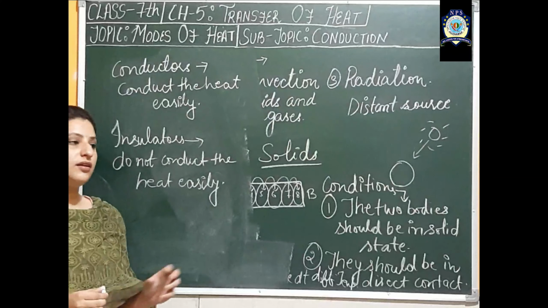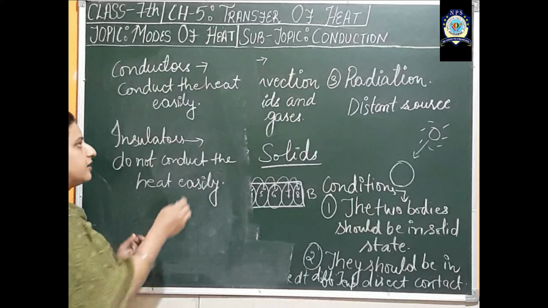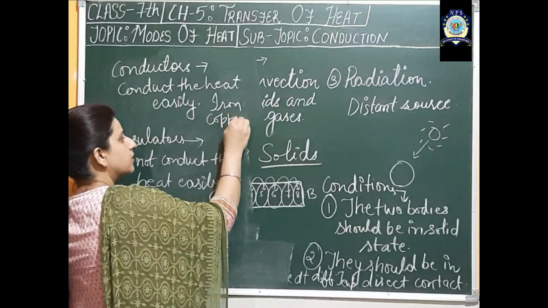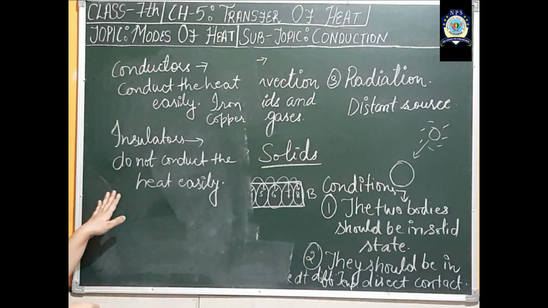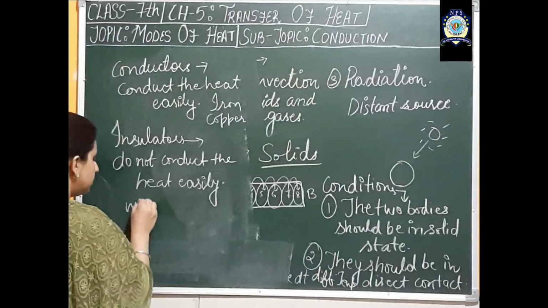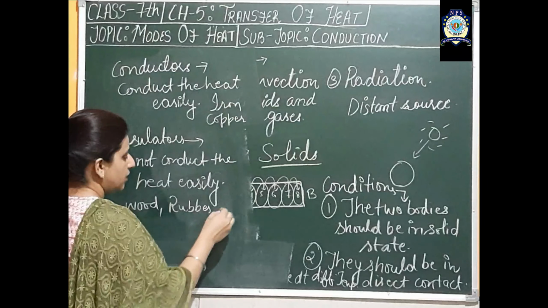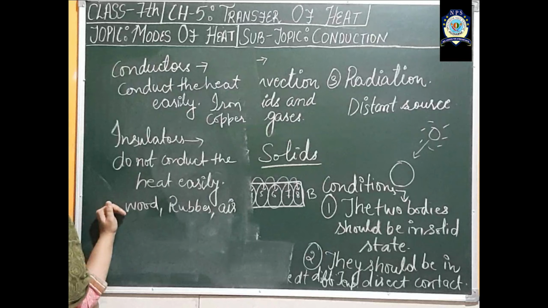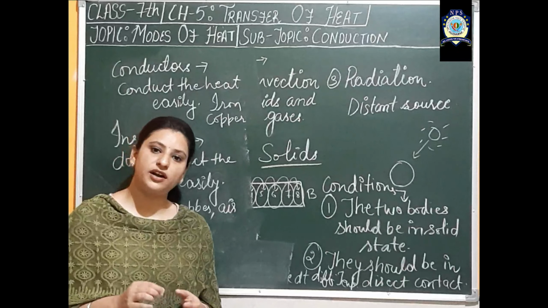If I give an example of conductors, then iron and copper are good examples. And if I talk about insulators, then wood, rubber and air are examples of insulators. Now let's relate these conductors and insulators to our daily life.